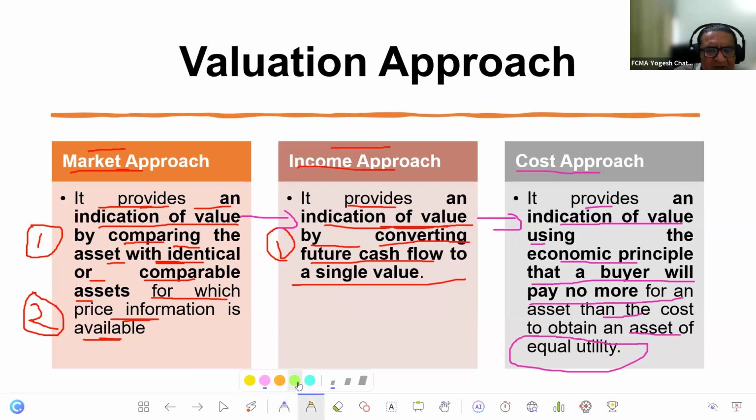The keyword is equal utility, so you can compare apple with apple, a mango with mango, not an apple with a mango. So equal utility is very important.